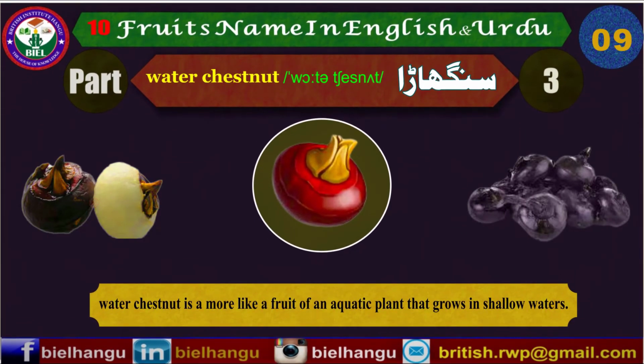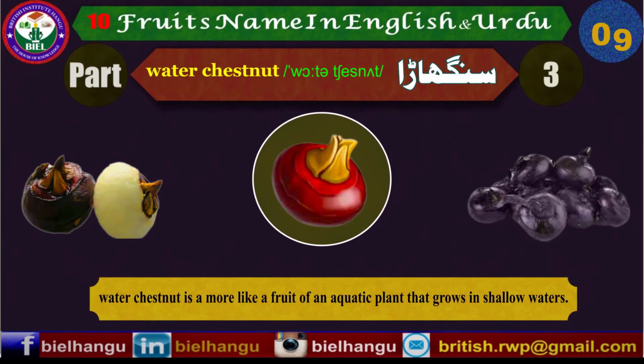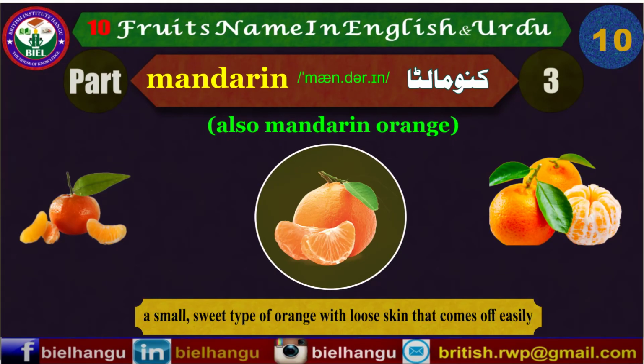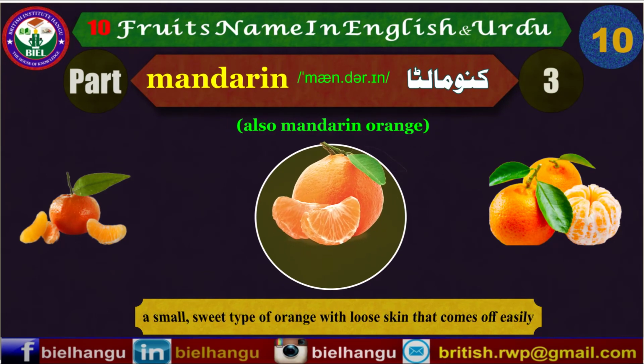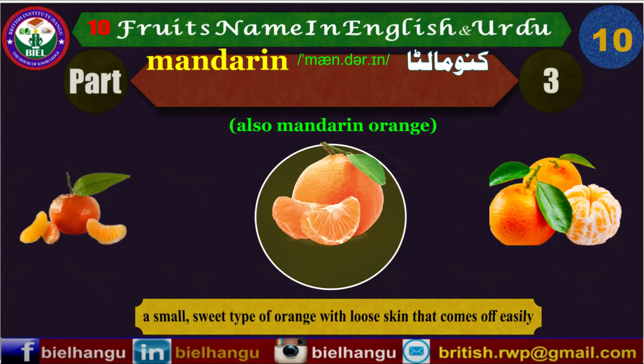Water chestnut is more like a fruit of an aquatic plant that grows in shallow waters. Mandarin. A small, sweet type of orange with loose skin that comes off easily.